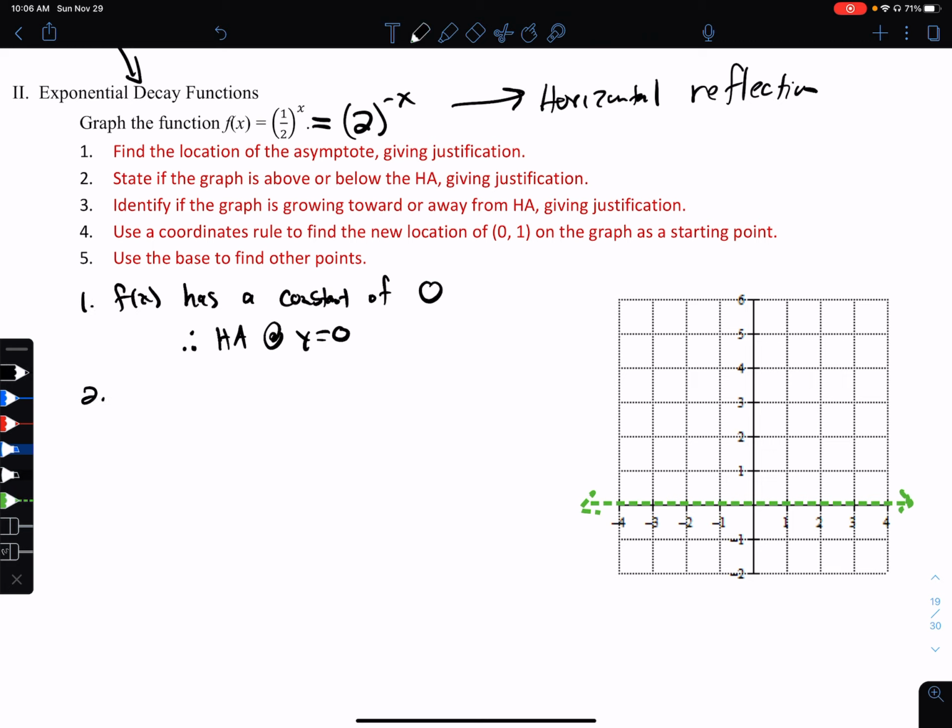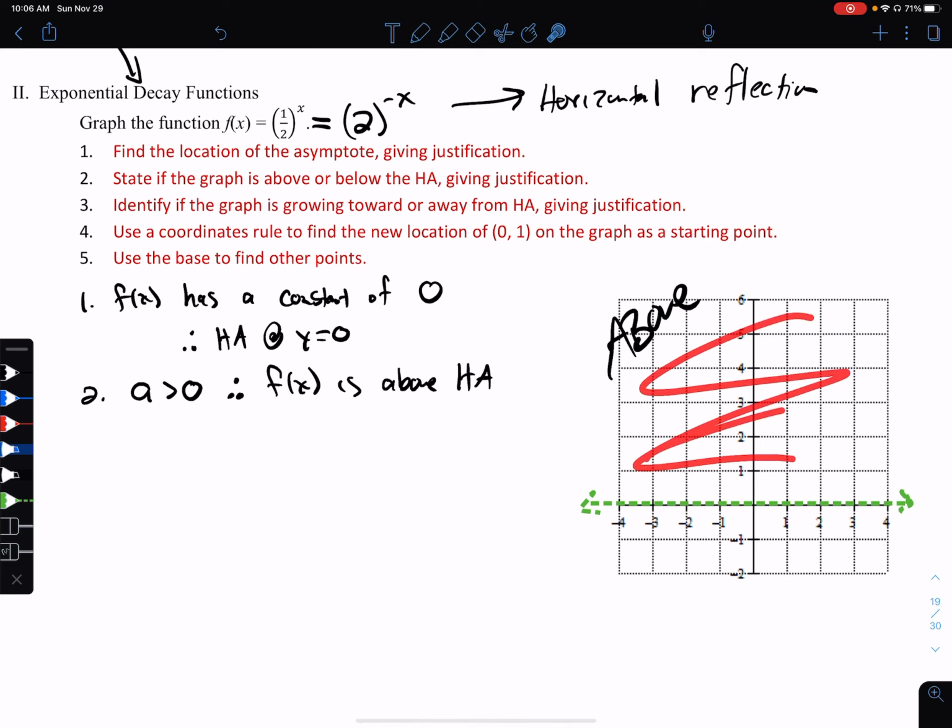Two, state if the graph is above or below the horizontal asymptote giving justification. Well, a is bigger than 0. Therefore, f of x is above the horizontal asymptote. I'm just going to take this a step further, and I'm just going to write on my graph that I know it's going to be above. That way, when I get to my actual graph, I know that I have to graph everything up here and nothing down here.